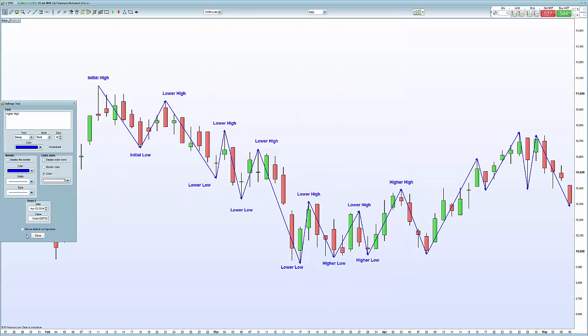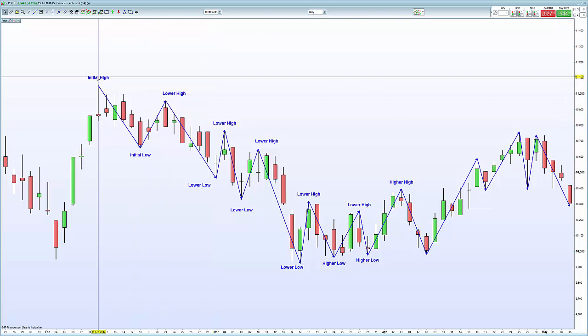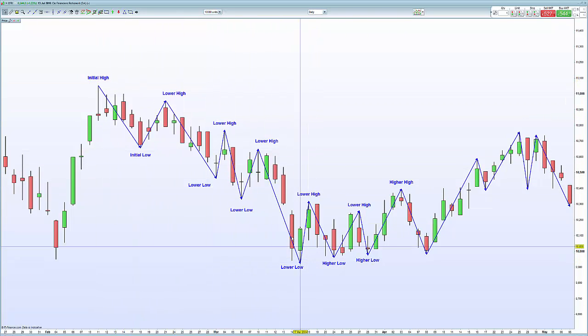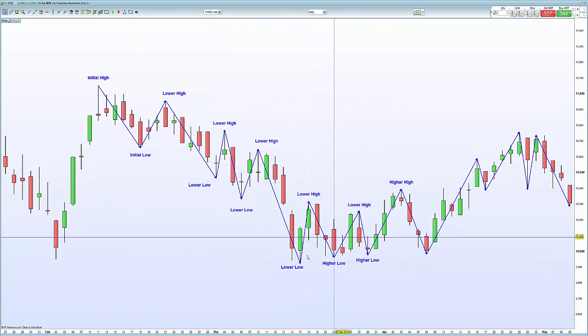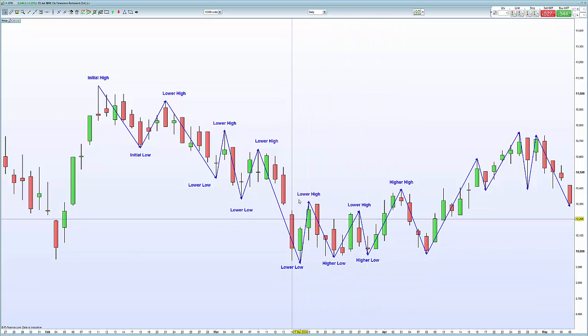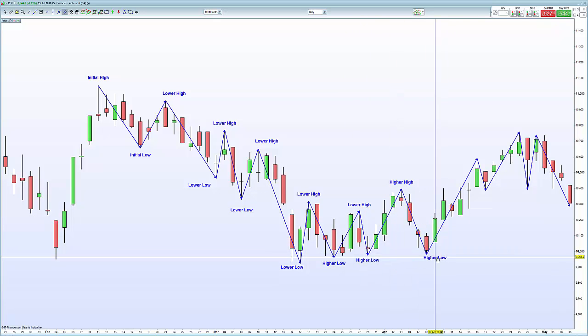Now what's happening here is we've effectively got this downtrend, and as it fails to continue to make lower lows, we've got a period of consolidation. Then when it breaks the previous lower high, what we're starting to see is an uptrend starting to form.